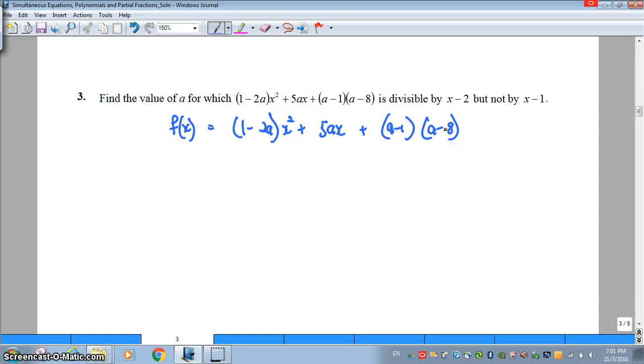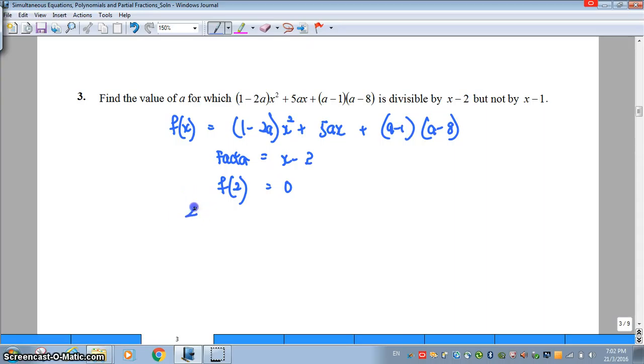You are told that this function is divisible by x minus 2. This means to say that your factor must be equal to x minus 2. So in this case, the value of x that you will use will be 2 for the remainder to be equal to 0. So f(2) would be equal to 0. So in this case, please replace all your values of x by 2.